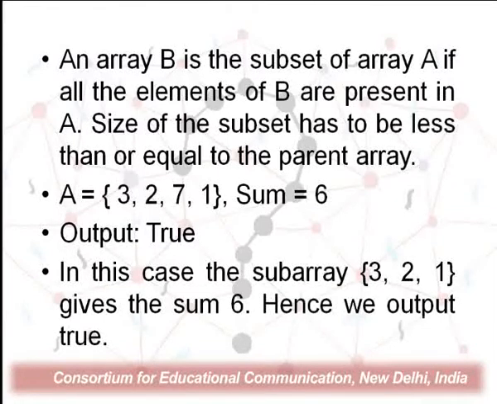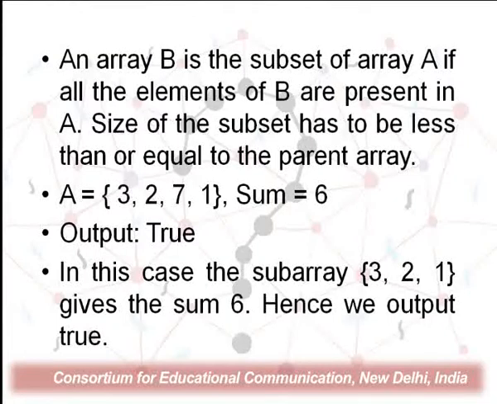For example, 3, 2, 7, 1 we have taken, and we are looking for 6. Then the output will be true, because there is a subset, 3, 2, 1, which is going to give the sum as 6. So we will output true.